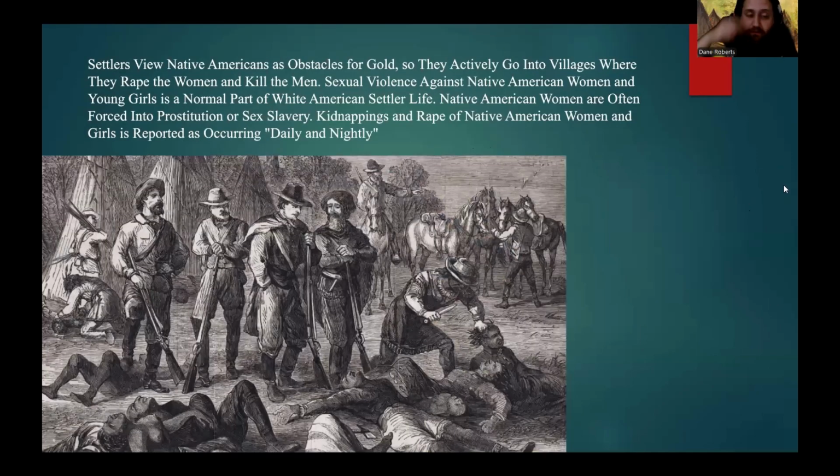During this migration, settlers would view Native Americans as obstacles for gold, so they would actively go into villages where they would rape the women and kill the men. Sexual violence against Native American women and young girls was a normal part of white American settler life. Native American women were often forced into prostitution and or sex slavery. And it was noted that the kidnappings and rapings of Native American women and girls occurred daily and nightly.